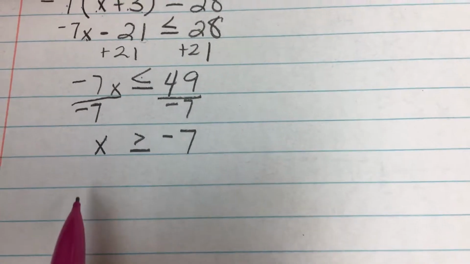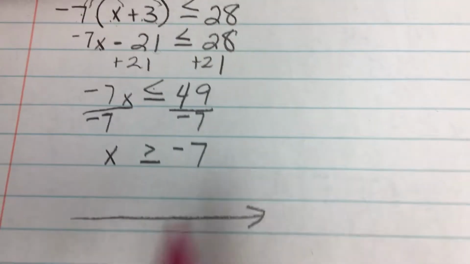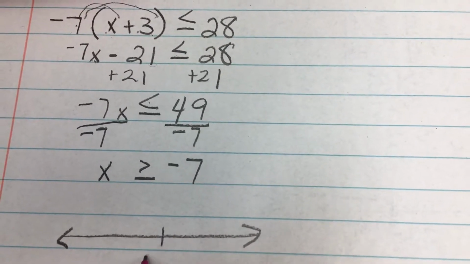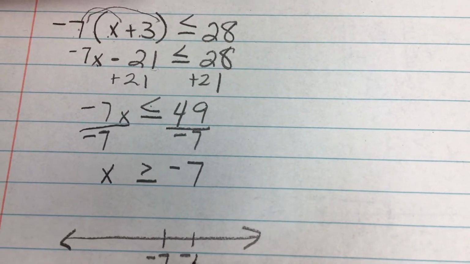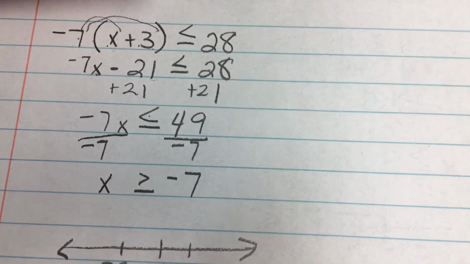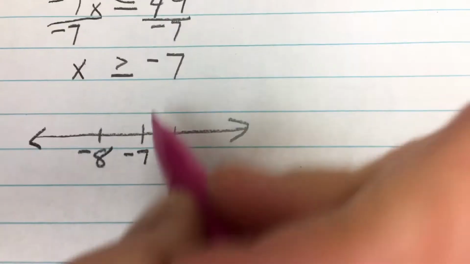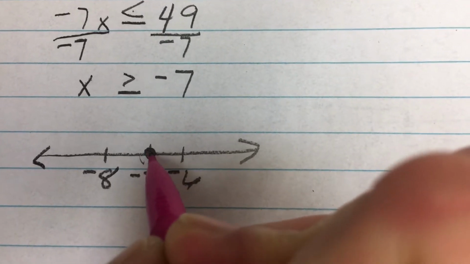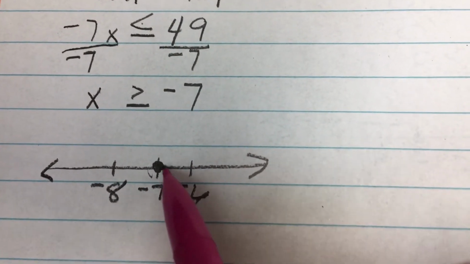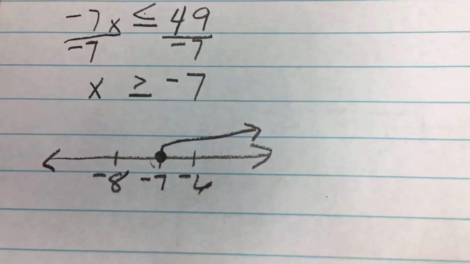And then when I graph that, there's -7. I'm going to put 1 above. I'm going to put 1 below. And it's equal to, so a solid dot. And it's greater than, so there we go.